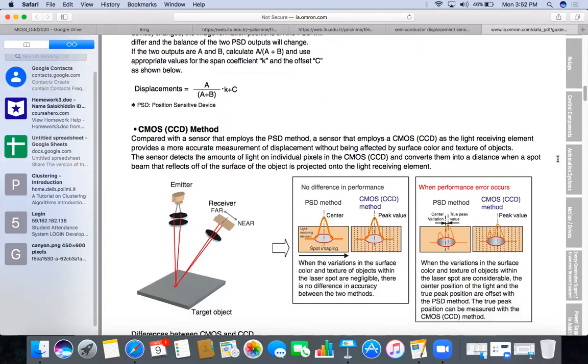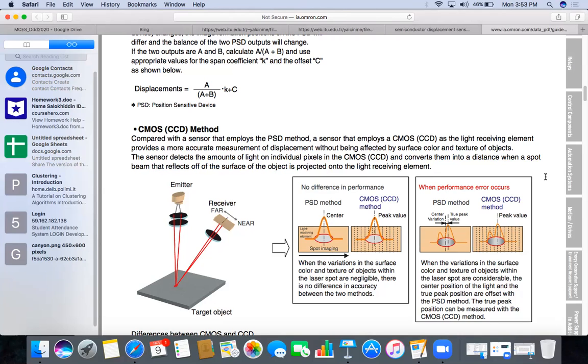CMOS CCD method. Compared with the sensor that employs the PSD method, the sensor that employs the CMOS CCD as the light receiving element provides a more accurate measurement of displacement without being affected by the surface, color, and texture of objects. The sensor detects the amount of light on the individual pixels in the CMOS CCD and converts them into a distance when a spot beam that reflects off the surface of the object is projected on the light receiving element.